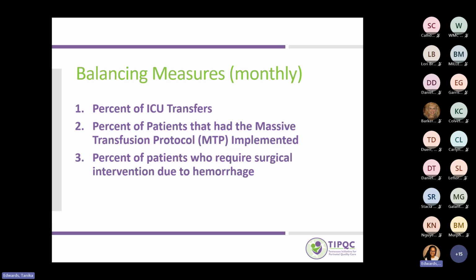So for balancing measures for the project, we are going to look at the percent of ICU transfers due to a maternal hemorrhage. And we're using the definition of blood loss greater than or equal to 1,000. And also looking at the percent of patients that have the massive transfusion protocol implemented. And then the percent of patients who require surgical intervention due to a hemorrhage. So thinking more along the lines of a hysterectomy, having a B-Lynch placed, or having a uterine artery ligation.